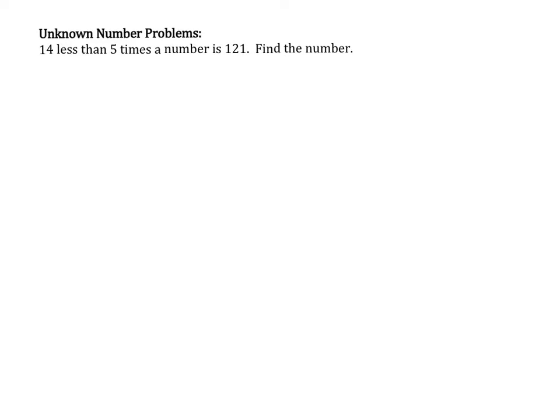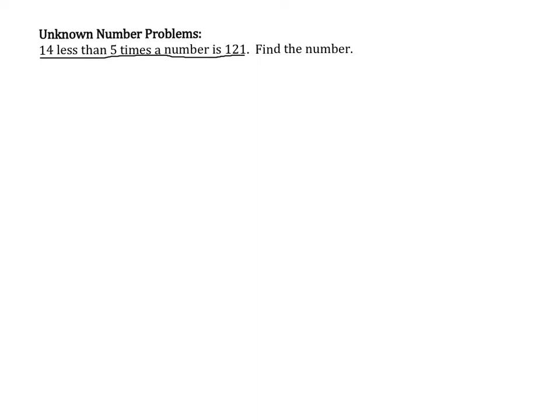First type of example is an unknown number problem. It says that 14 less than 5 times a number is 121. And we want to find the number. Well, first thing I always do is I reread the problem and make sure I know my information. All right. 14 less than 5 times a number is 121. We want to be able to find the number.